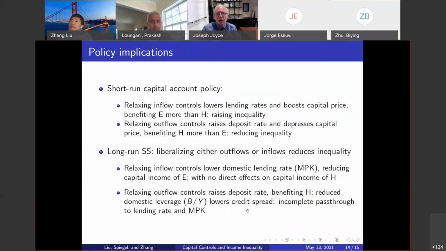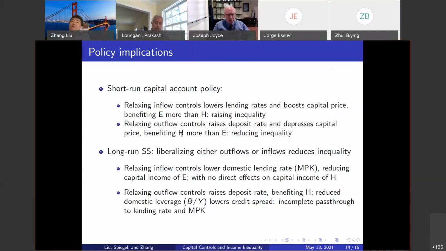So finally, I would like to mention a few policy implications. In the short run, since inflow increases will raise inequality, relaxing inflow controls would lead to more inequality. But relaxing outflow controls, liberalizing outflows, encouraging households to save more abroad would actually reduce inequality. In the long run, this is not true anymore.